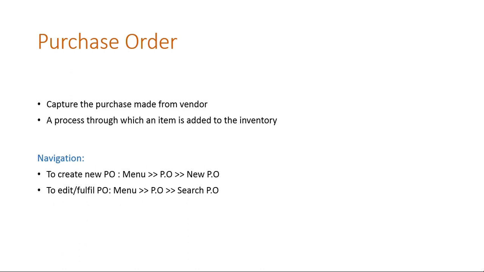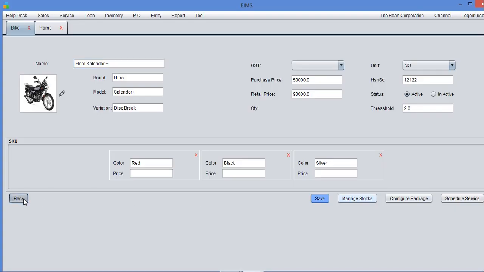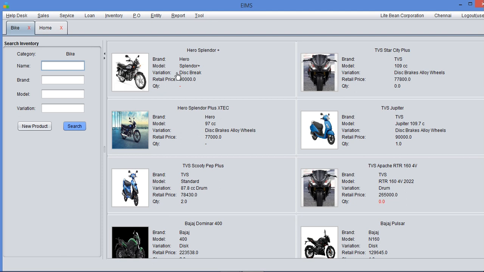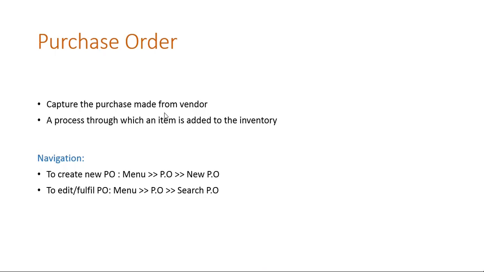Next is the purchase order. So now we have created a product. Now we are going to see how to add an item into the inventory. So basically we don't have any quantity here as of now. So now let's see how to add an item quantity. So that process is called the purchase order, a process through which an item is added to inventory.